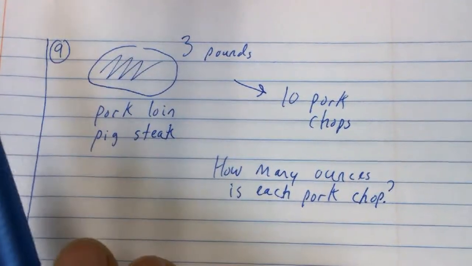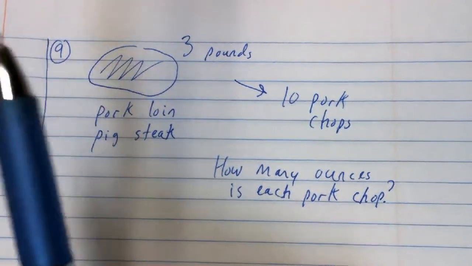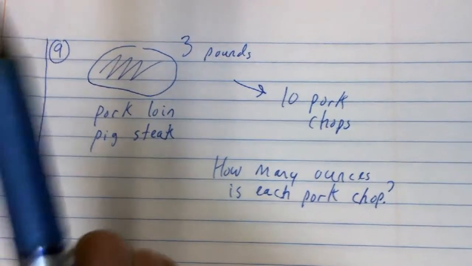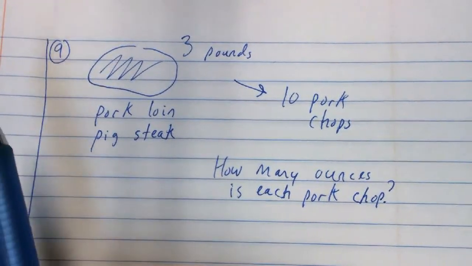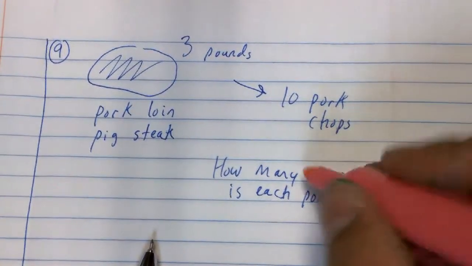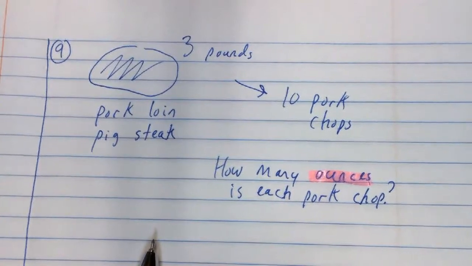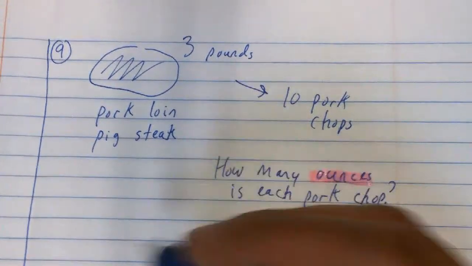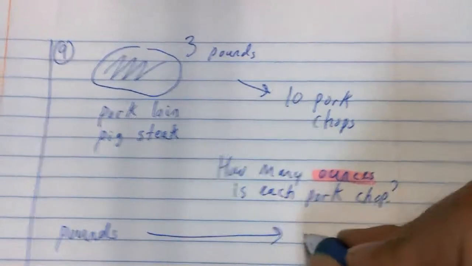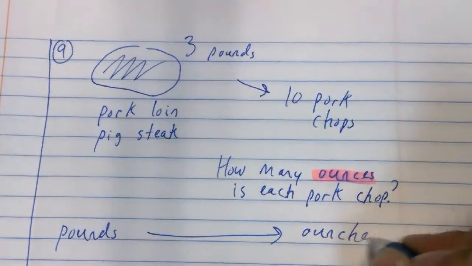Now, let's not kid ourselves. If you said you're going to divide by 10, your instincts are right. But don't do that first. Why not? I kind of already said it. We want ounces. Remember what I said earlier? Where are you starting? Where do you want to end? We're starting with pounds. We want to end in ounces.